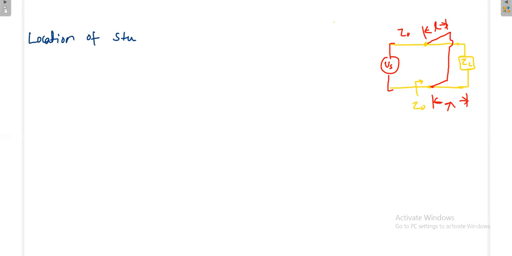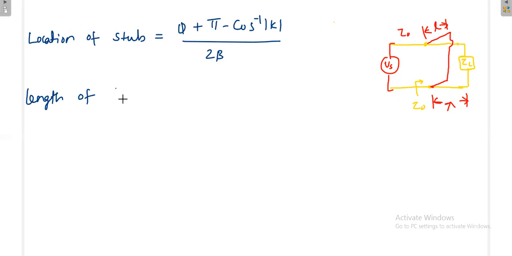The location of the stub is equal to (pi minus cos inverse) divided by 2 beta, and then the length of the stub is equal to lambda divided by 2 pi times tan inverse of root S divided by S plus 1. So the location of the stub depends on these parameters.